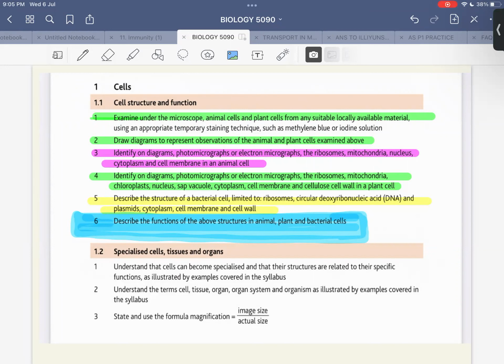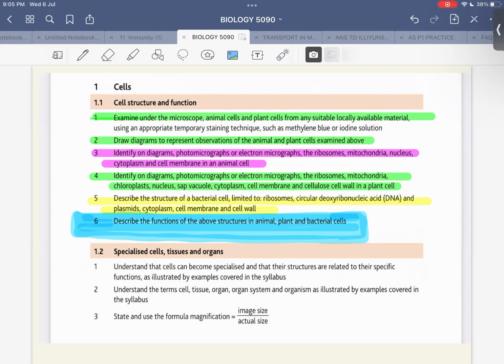Okay, Assalamu alaikum guys. As you know, we have almost finished all the learning outcomes of unit 1.1 except the sixth one, in which we have to describe the functions of all the structures that we have done as far as the animal cell, plant cell and bacterial cells are concerned.